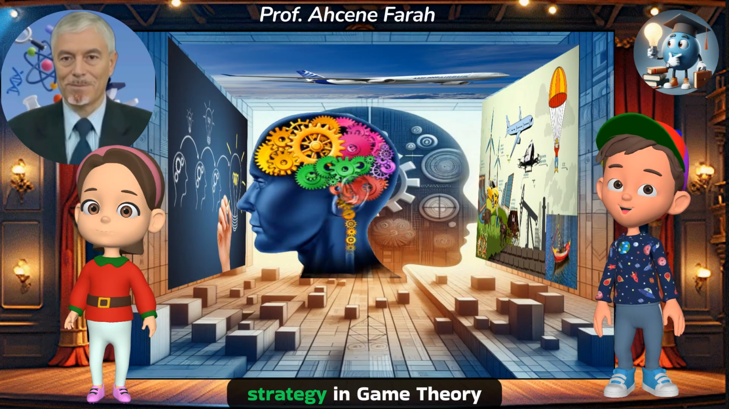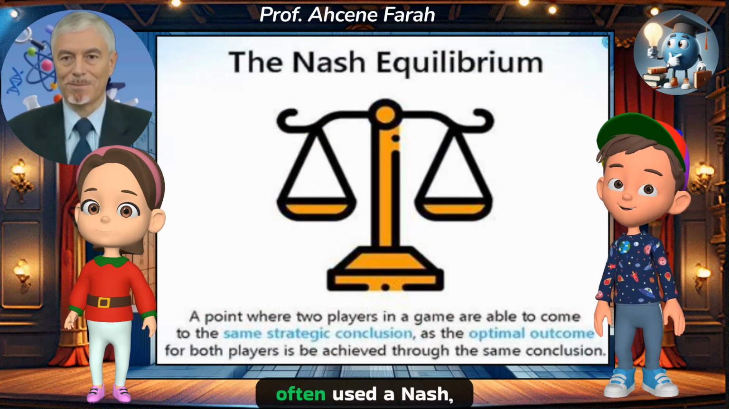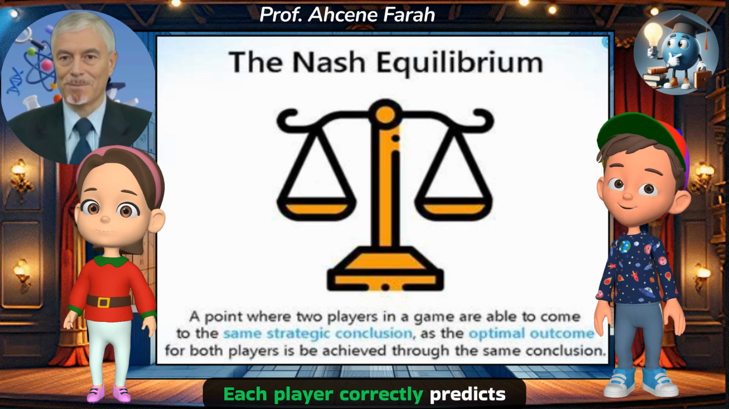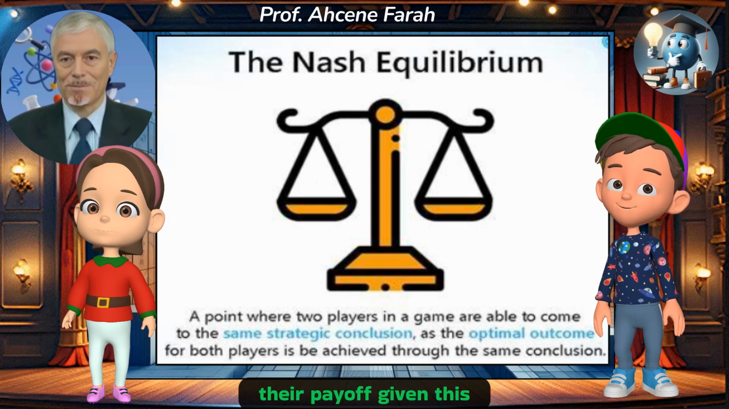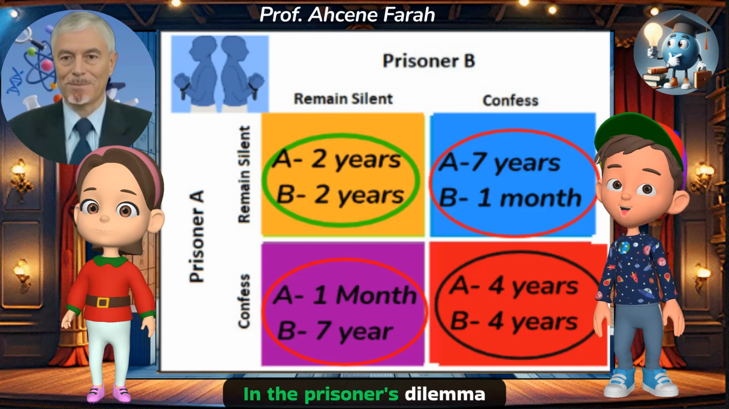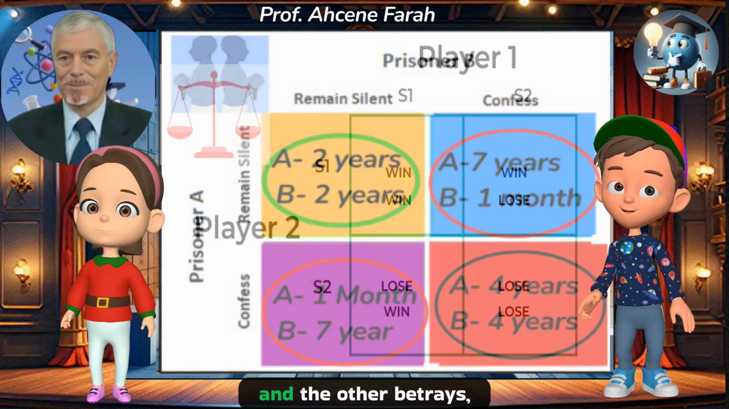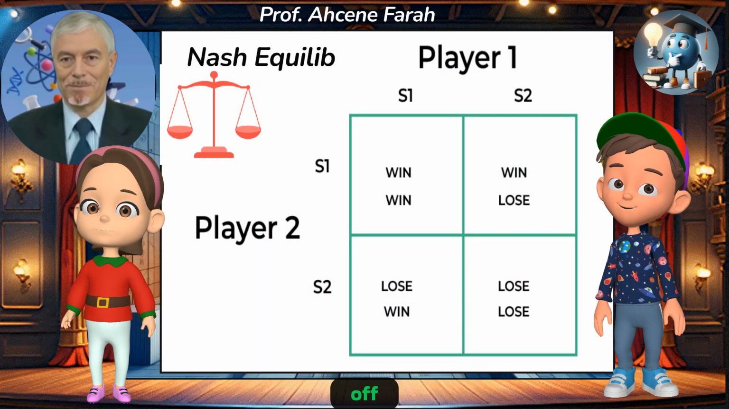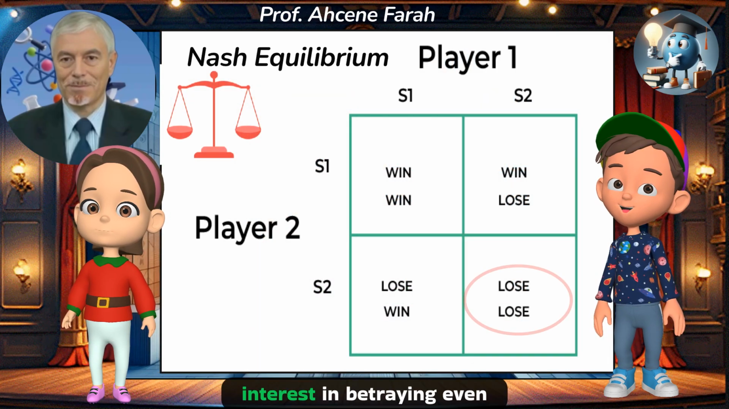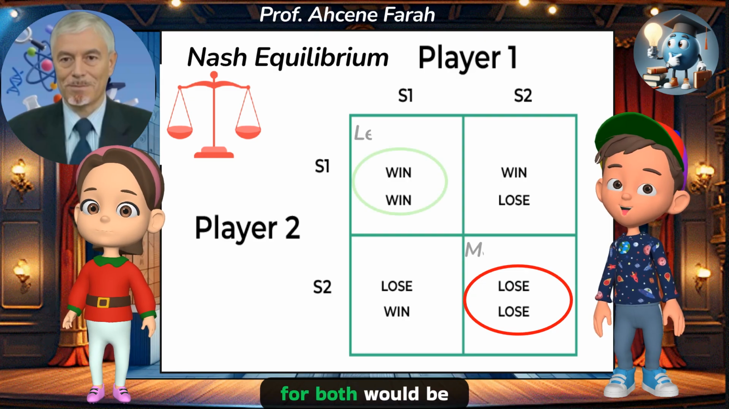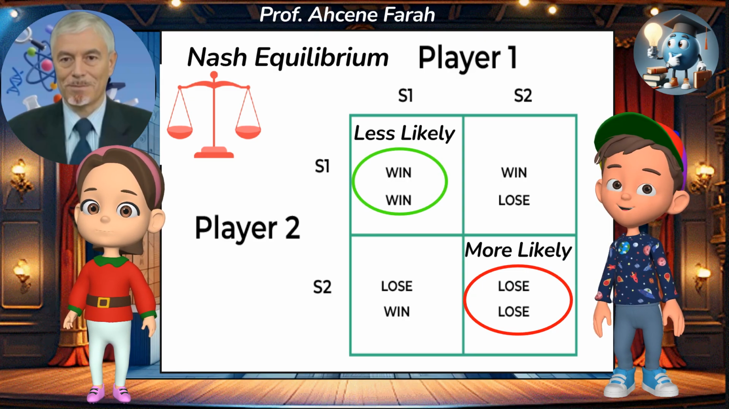To find the best strategy in game theory, the Nash equilibrium is often used. A Nash equilibrium is a situation where each player correctly predicts the choice of the others. Each player maximizes their payoff given this prediction. In the prisoner's dilemma model, the Nash equilibrium is generally reached when both players choose to betray. Indeed, if one cooperates and the other betrays, the traitor is better off. Thus, each has an interest in betraying, even if the best situation for both would be to cooperate. But there is no communication between the two prisoners for an agreement.